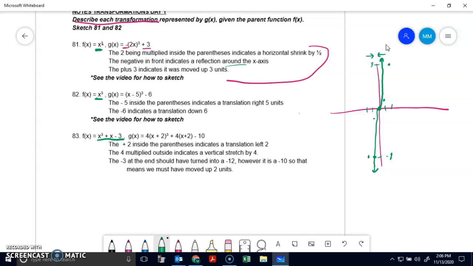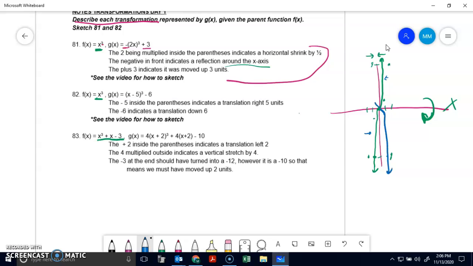Then I'm going to flip it around the x-axis. So that means here's the x-axis. We're going to rotate it this way. So here's the rotation around that x-axis. So that means, I'll do this in blue, this upper part up here is now going to be down here.